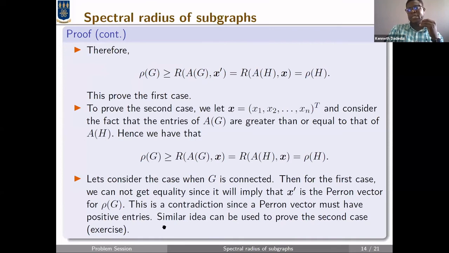You have the same idea, and we can also use it to show that when it's connected and you remove an edge, this result also holds by the same assumption. So we can use the same ideas here to prove that one.